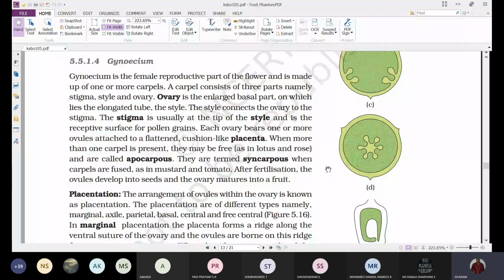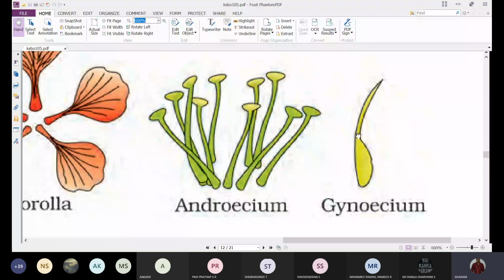This ovary leads into a long, slender tubular structure which connects the basal ovary with the stigma, which is present at the tip. This long slender tubular structure, we call it the style. And at the tip of the style, we find a small bulb-like structure, which we call the stigma.